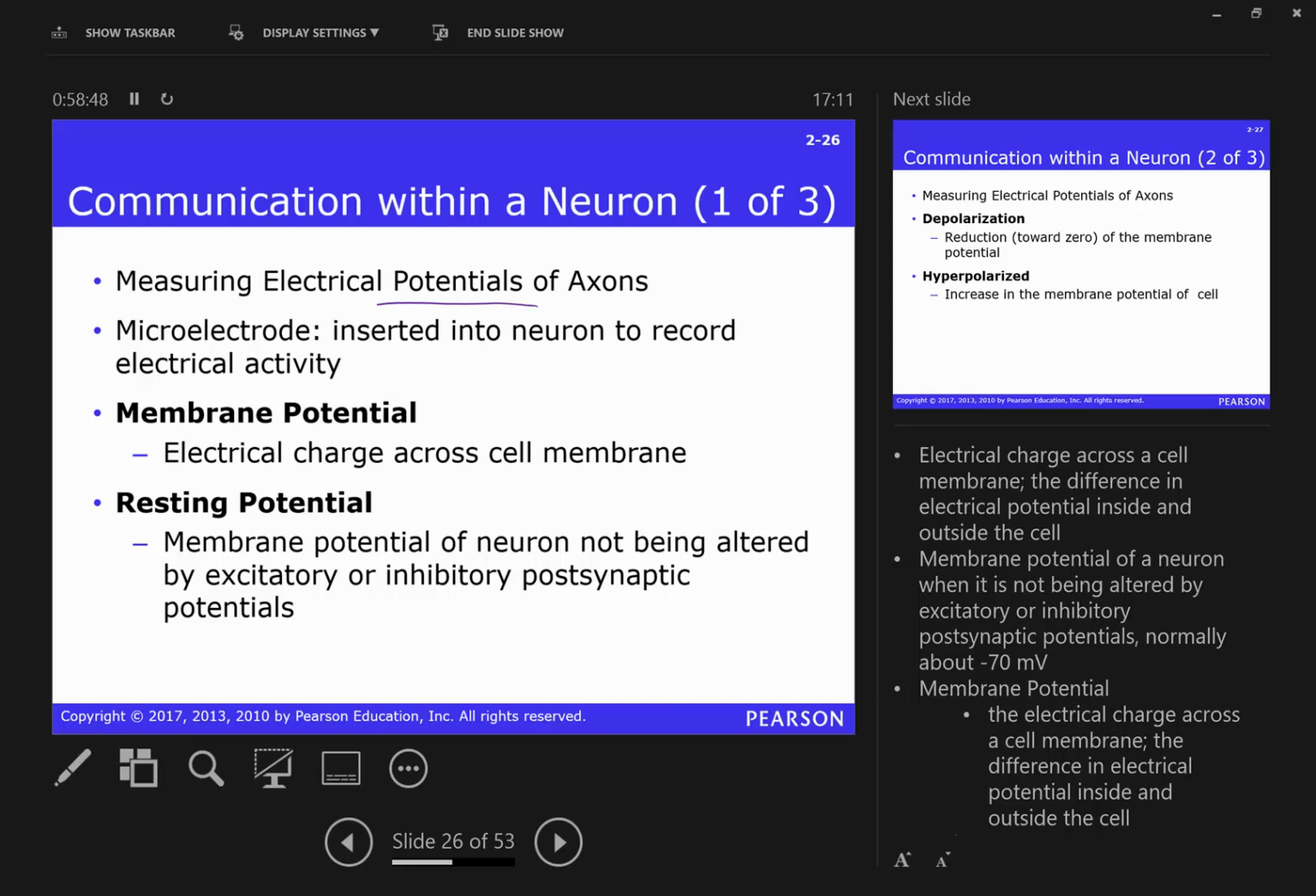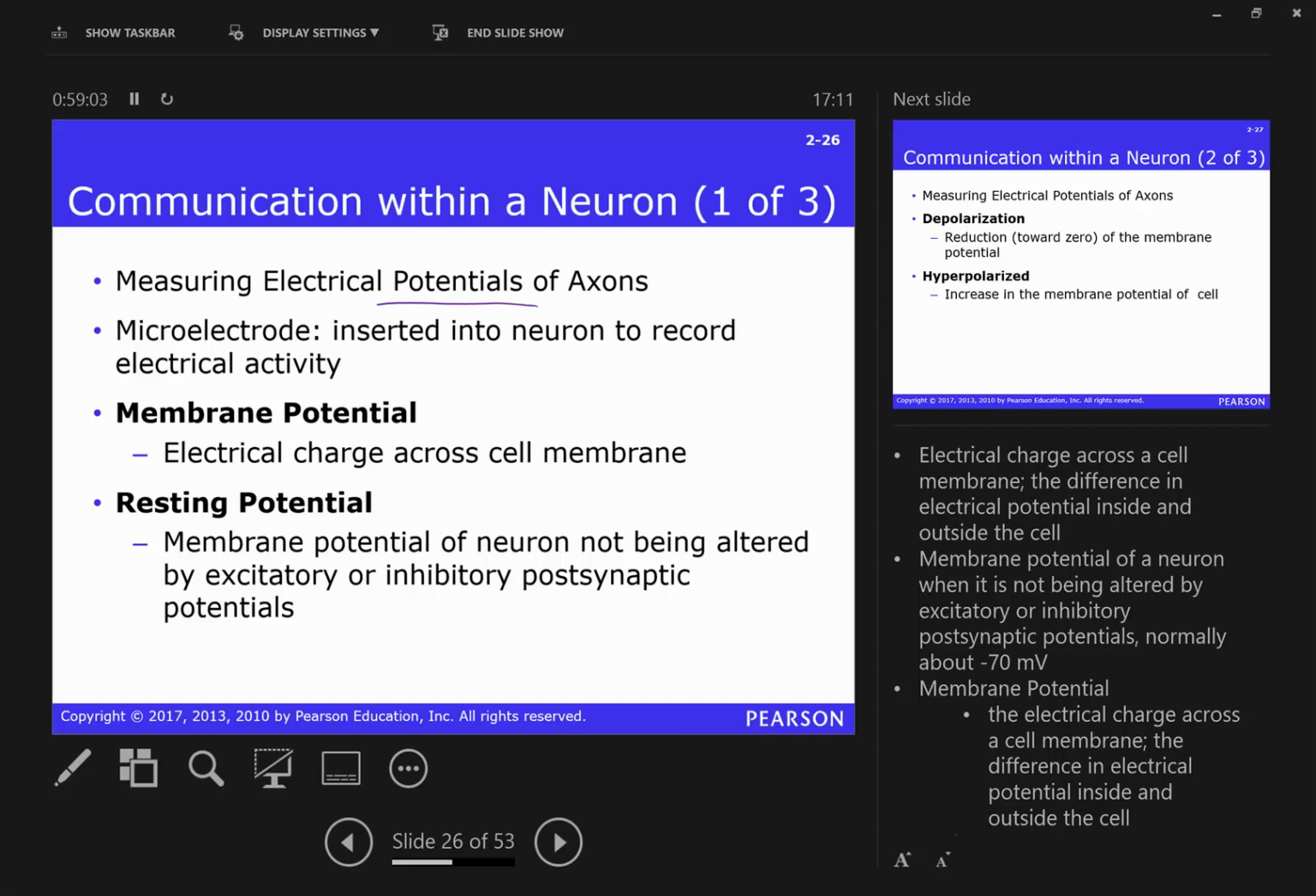But we want to measure the exact nature of that electrical signal, right? We want to measure how fast it's moving, peaks and troughs. We want to get the shape of that electrical signal, right? We want to know what's going on because that's going to be exciting. How might we do this?